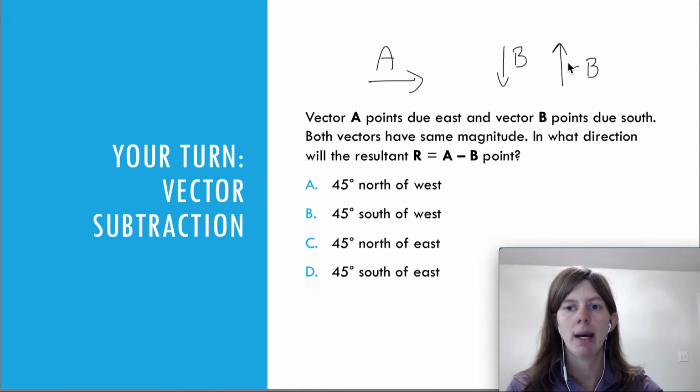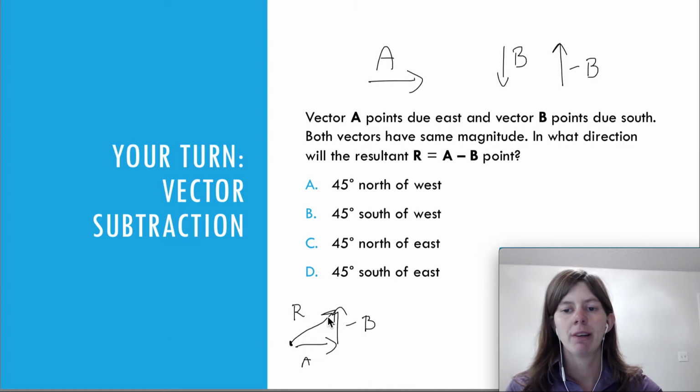And now you're ready to add A plus negative B. So you're going to draw A. At the tip of A, you're going to draw negative B. And then you're going to draw a vector from the tail of A to the tip of negative B, from where you started to where you ended. That's your resultant, which is not called B, it's called R. And which direction is this? Well, this is north of east, because you draw the east, and you have to go north of that. So the answer is actually vector C.